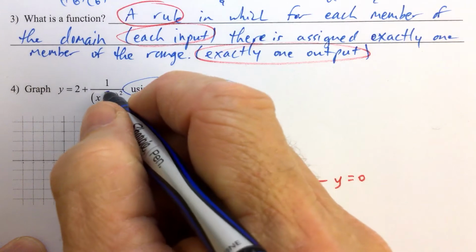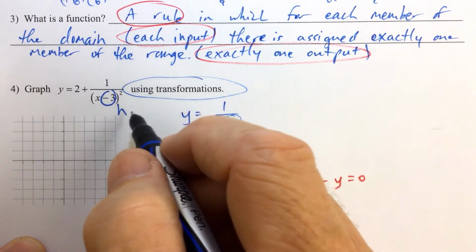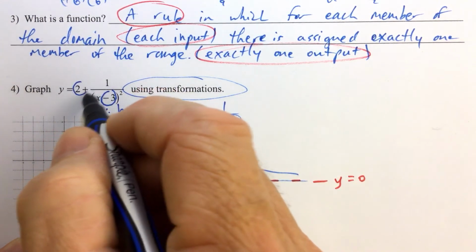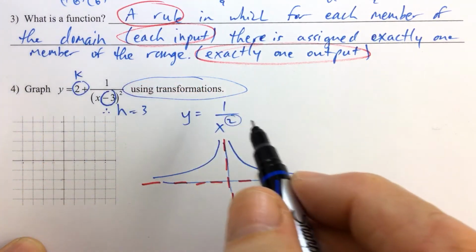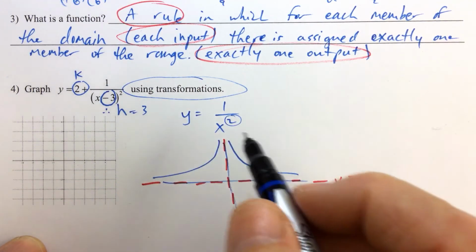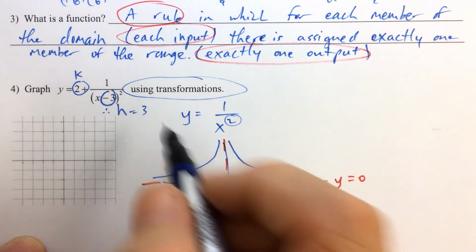value that's being subtracted from the x. We always call that h. And so h is equal to 3. So we say therefore h is equal to 3. And then the number that's being added to the outside, that's our k. Well, with rational functions, x equals the h is always going to be our vertical asymptote.